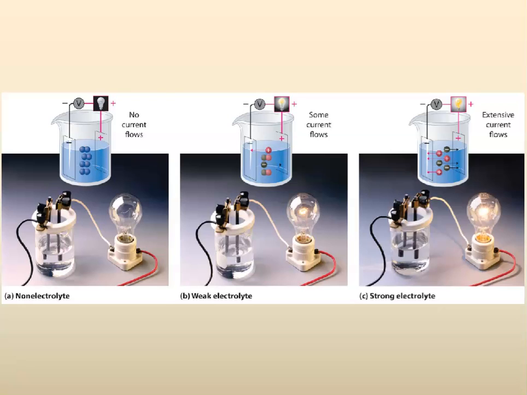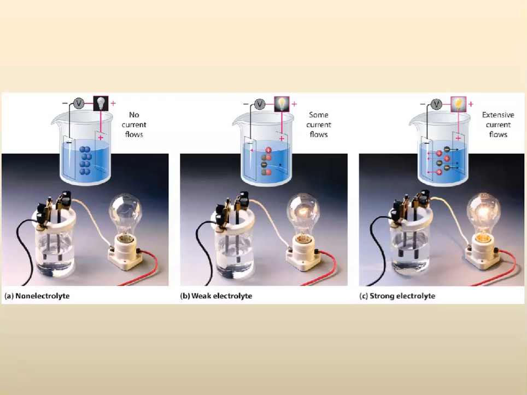When you are a strong electrolyte, all your ions are able to do is dissociate. The compounds separate into their two ions, and they allow the current to flow extensively. When you are a non-electrolyte, none of the molecules are able to be ionized. You don't have an ionic compound in water, and so you see no current flowing.